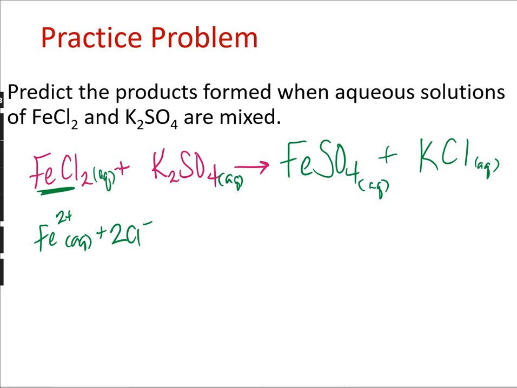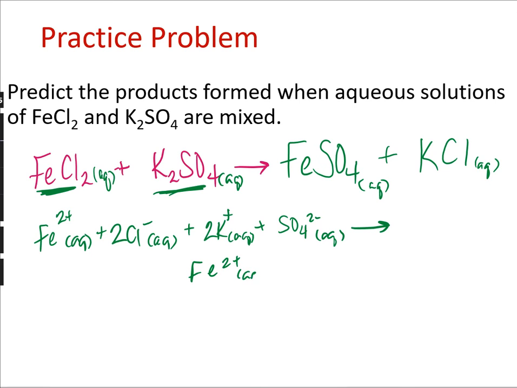Every time this breaks down, the FeCl2, I'm going to end up with one iron ion and two chloride ions. They're still aqueous. Same thing with the potassium. Every time this compound breaks down, I'm going to end up with two of the potassium cations and one of the sulfate. Product side. My products are both aqueous. So again, I'm going to end up with ions. Iron 2 sulfate breaks down. Potassium chloride also breaks down.